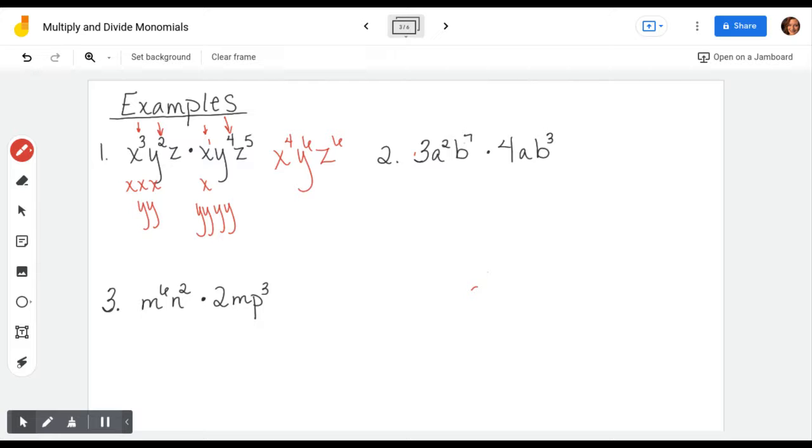When your monomials have coefficients, you're going to multiply those numbers just like you normally would. So I'm going to take 3 times 4 and write down that's a 12. On my A's, on the left I have 2, on the right I have 1. So altogether I have A to the 3rd. On my B's, I've got 7 on the left, I've got 3 on the right. So altogether that would be B to the 10th.